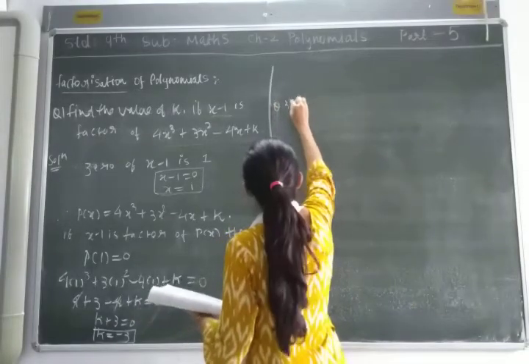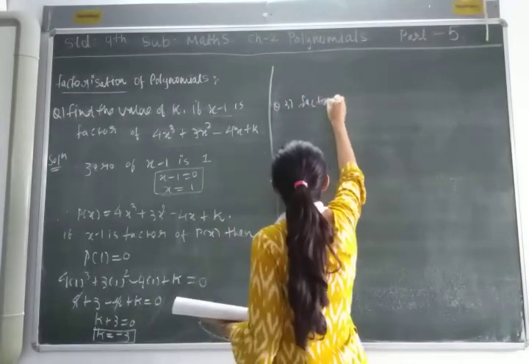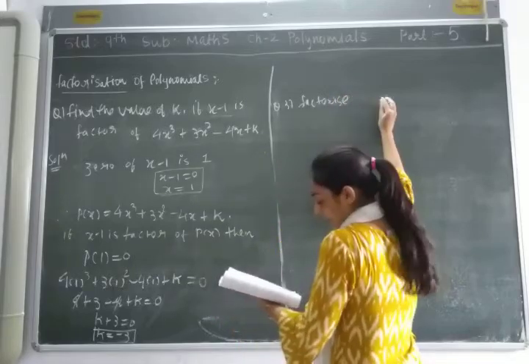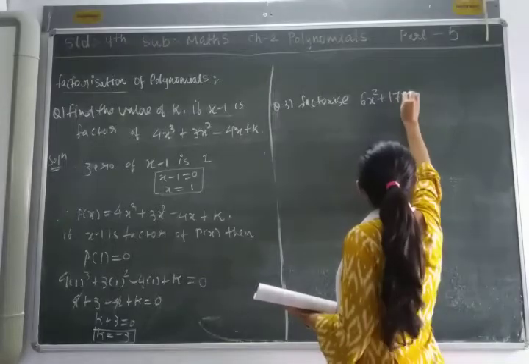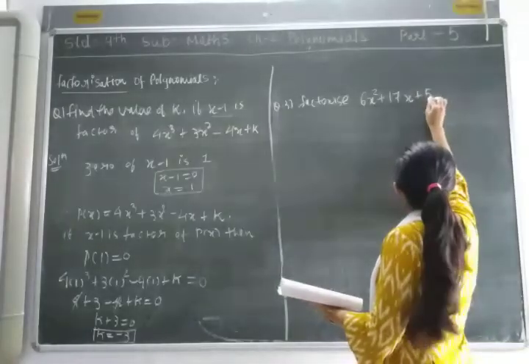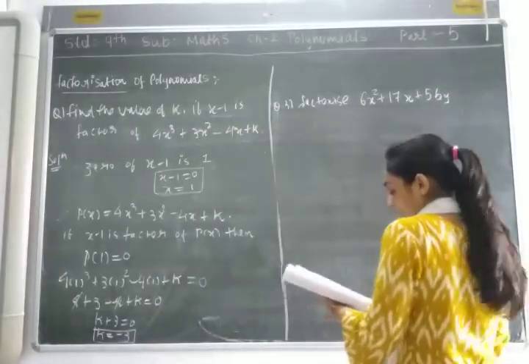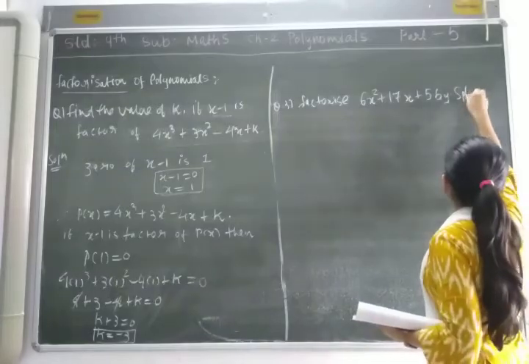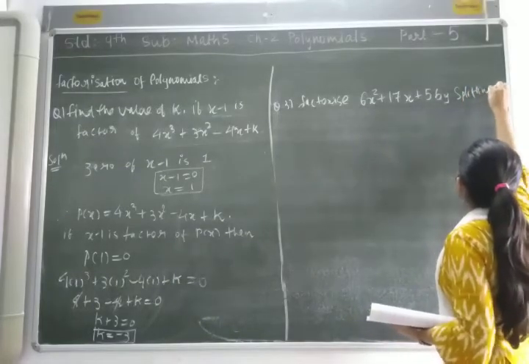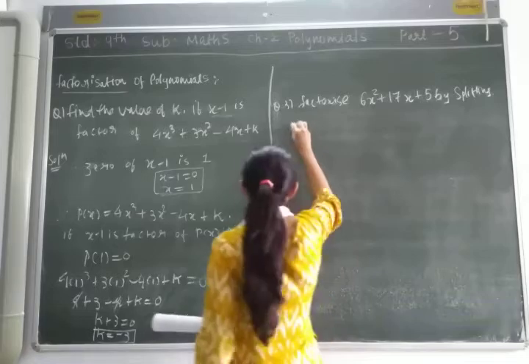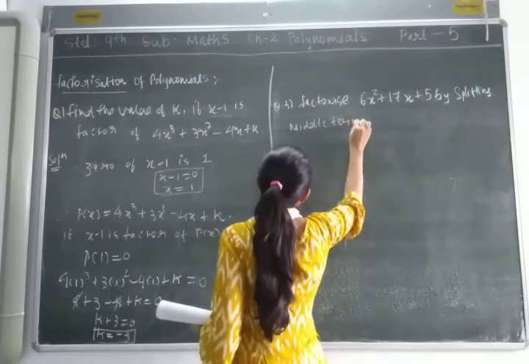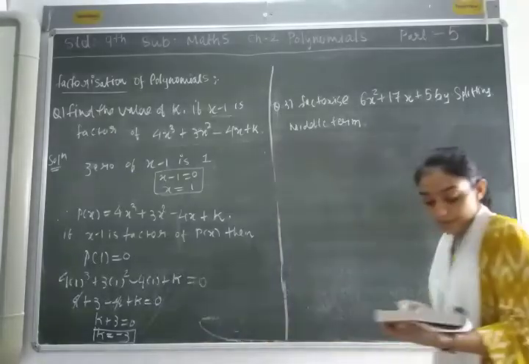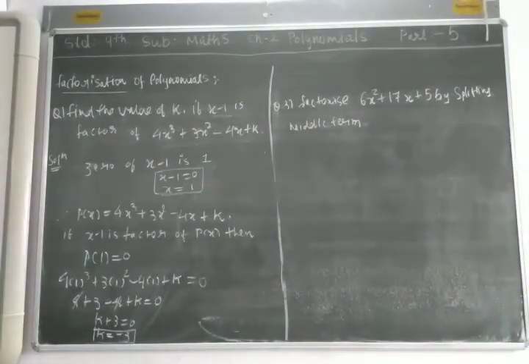Question number 3. Factorize 6x square plus 17x plus 5 by splitting the middle term. By splitting the middle term.